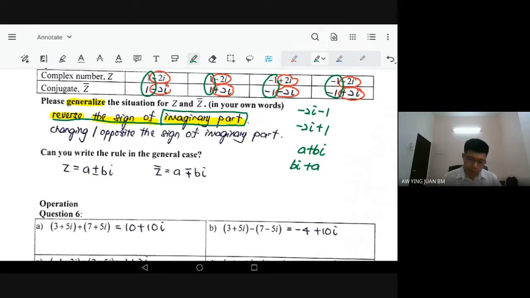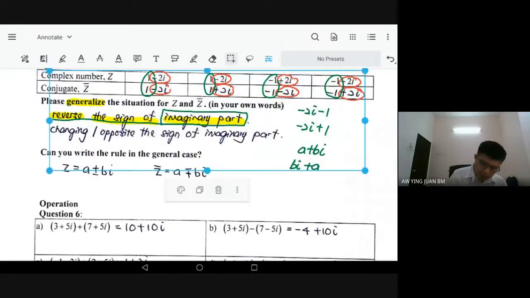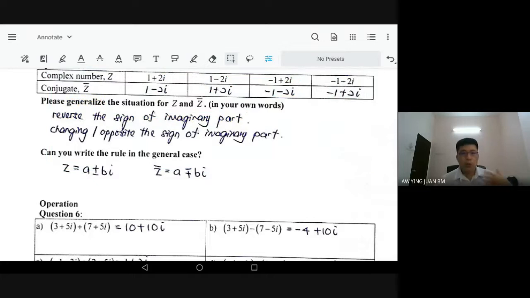Harap faham. So bila you jawab matematik dalam matrikulasi, you perlu buat general situation. Okay, itu satu. Kemudian kalau boleh, you belajar lagi macam mana nak buat general case. Sebagai contoh, Z is equals to A plus minus BI. So this is what we call general case. Maksudnya bentuk dia mesti macam ni.